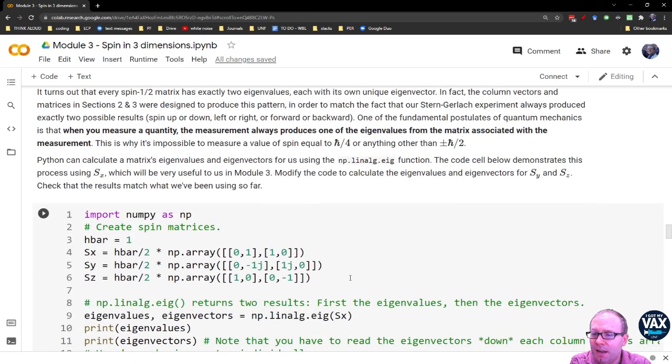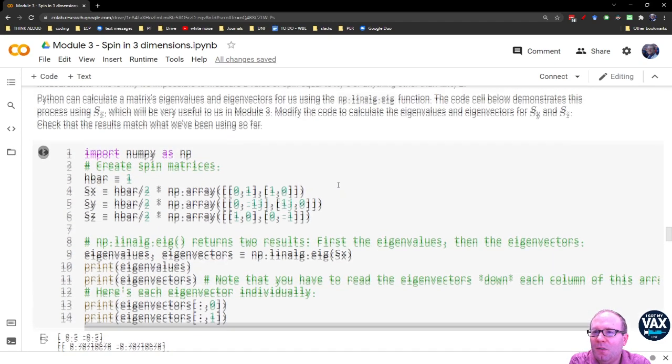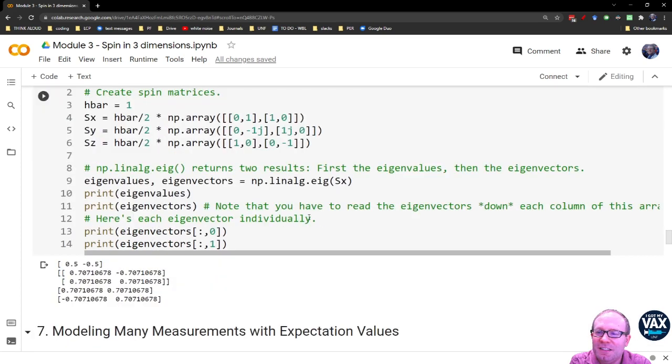So what we're doing here is having the computer tell us the eigenvalues and eigenvectors of these matrices, because getting eigenvalues and eigenvectors by hand is kind of a long process. So this is exactly why we have the computer here. We're taking this for S sub x. We'd like for you to do the same thing with Sy and Sz to make sure they all give us the appropriate eigenvectors and eigenvalues.